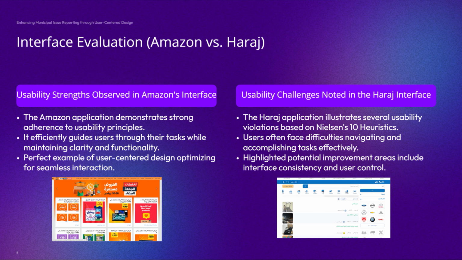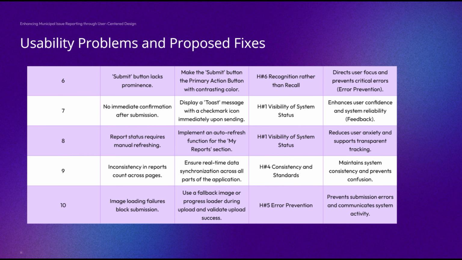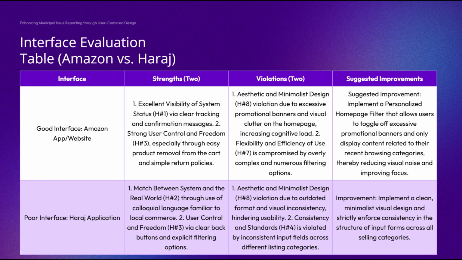Slide 6. Heuristic Findings and Problems. Violated heuristics. Script. The complete heuristic analysis identified 10 critical usability problems in the conceptual design. The most violated heuristics were: visibility of system status. The lack of detailed status updates on submitted reports, which was Sara's main frustration.